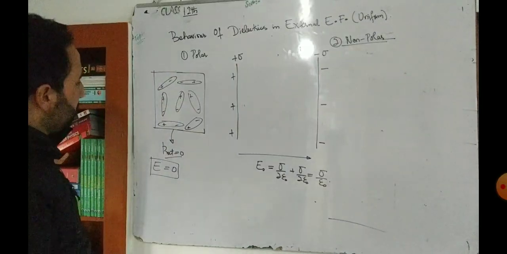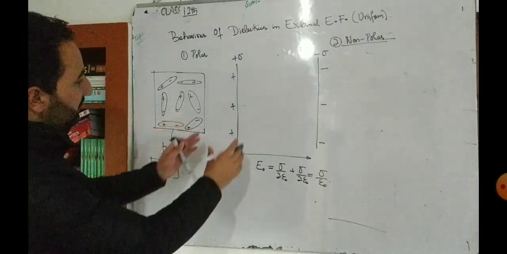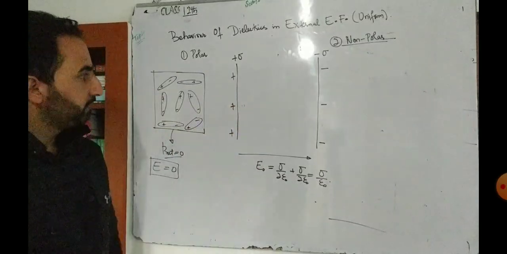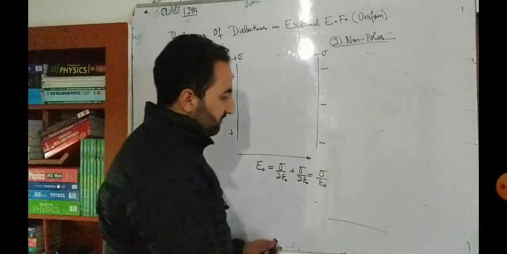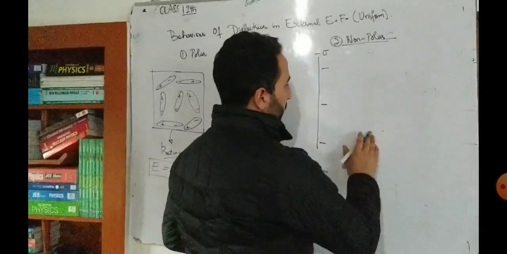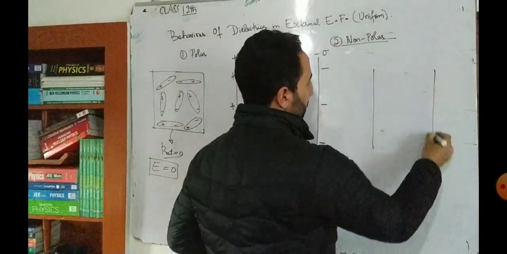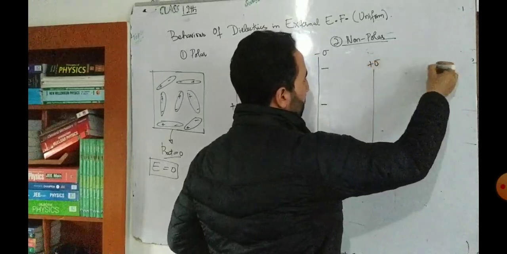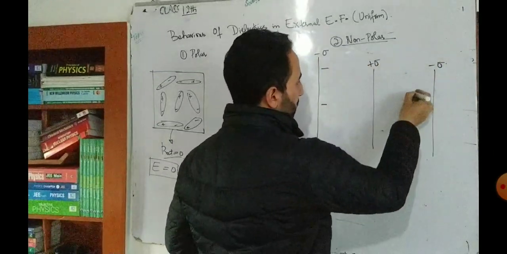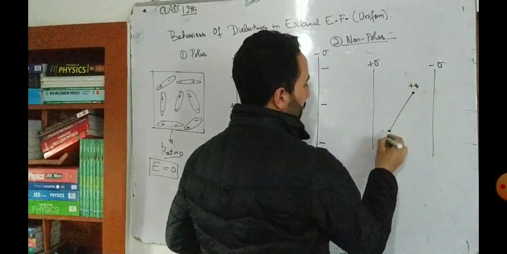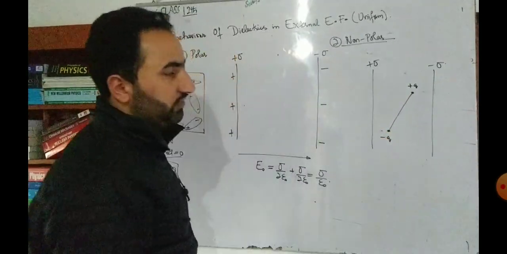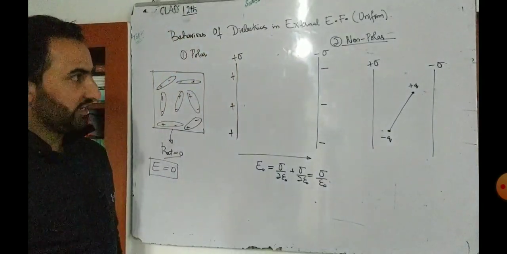Next, I will place this polar dielectric in the region of uniform electric field. So what will happen to it? We have already studied electrostatics, if you remember, beta. For example, this is a region of uniform electric field: take this plus sigma, this minus sigma. Now this is an electric dipole here, and suppose this is plus q charge and this is minus q. This electric dipole is placed in a region of uniform electric field.